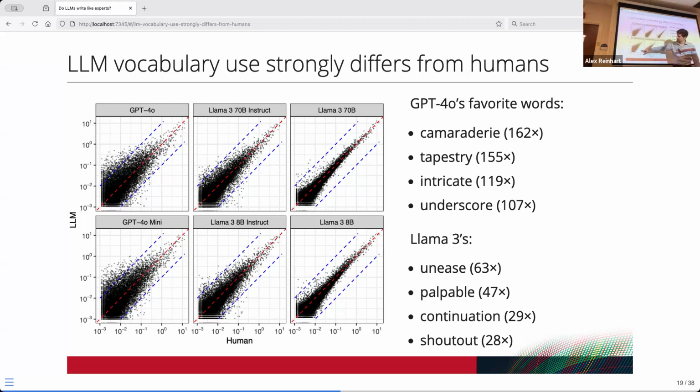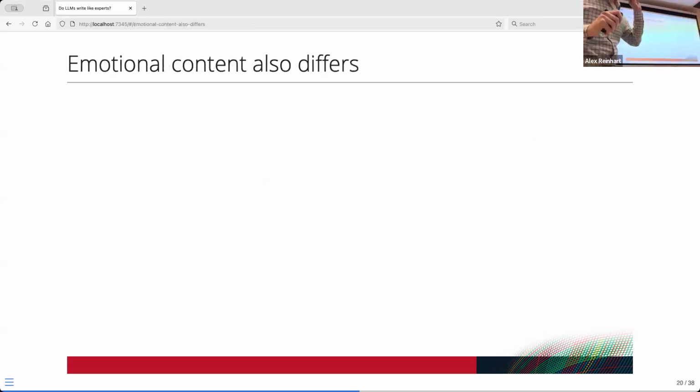Now, if you're wondering, this side of the diagonal is obscenity. They've gotten rid of that from the LLMs, much less obscenity. So, fill it in yourself.